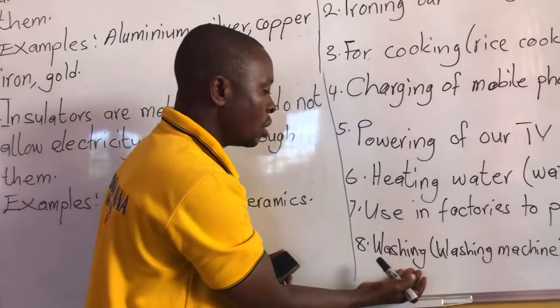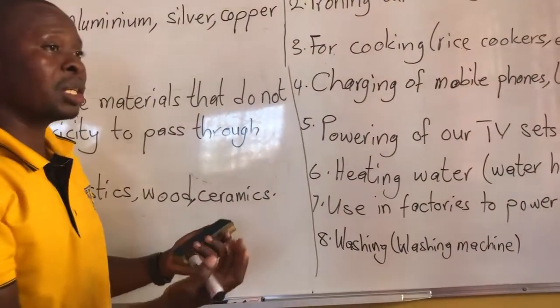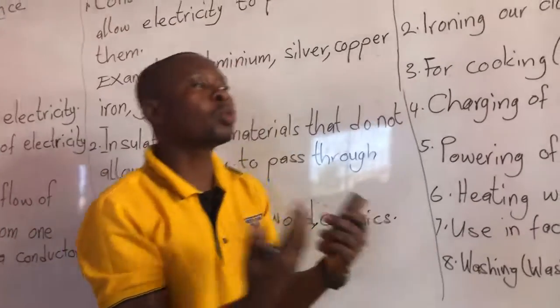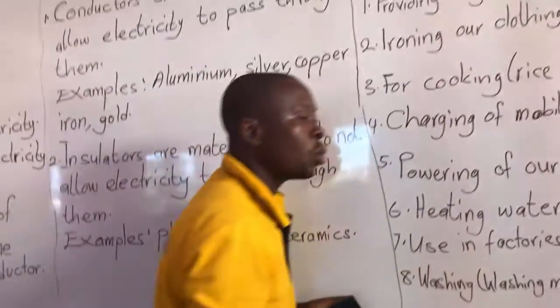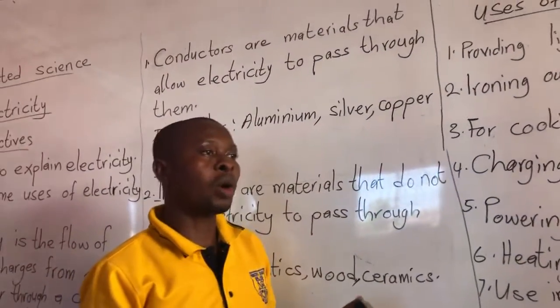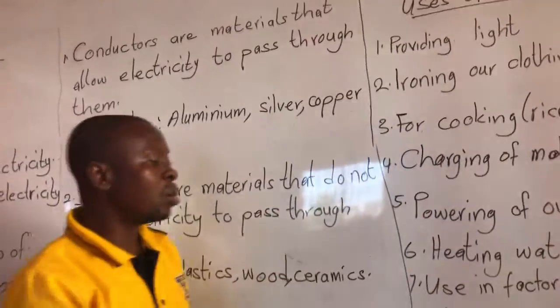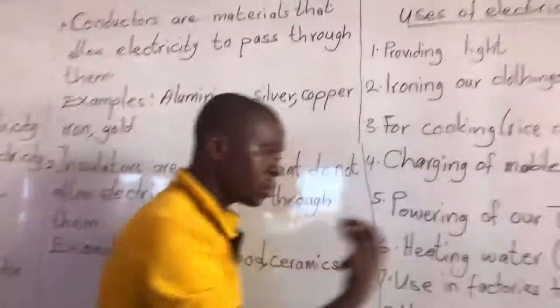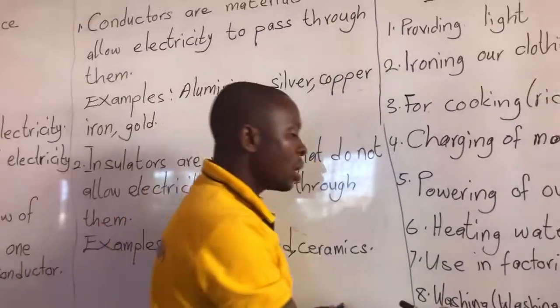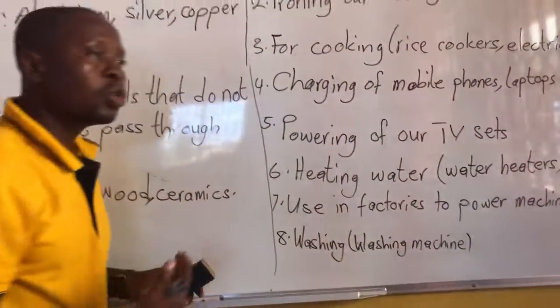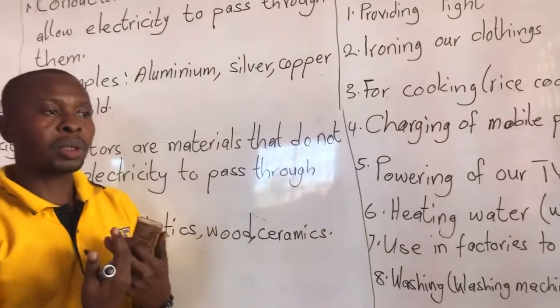And the last use here is washing. You know, when mommy wants to wash our clothes for us, she has to connect the washing machine to the electrical source before she will be able to do what? She will be able to use the machine to wash our clothes for us. So in this sense, we also use electricity to do what? To wash our clothes.